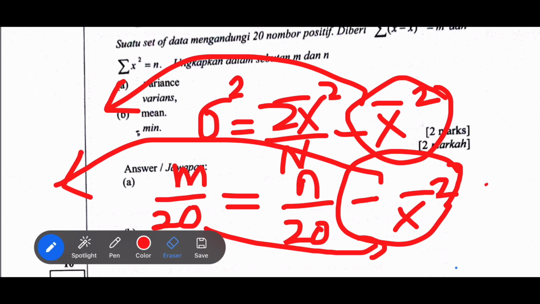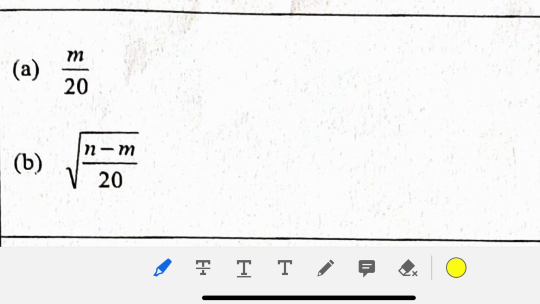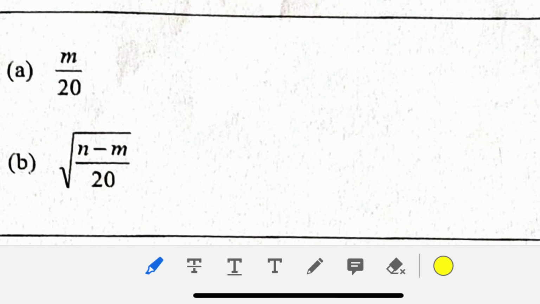Now I'm going to shift the mean square to the left. I will substitute the variance that I got, which is equal to m over 20. Then you shift the mean square to the left and substitute the summation of data square, which was given as n, and you have 20 data. So the mean square equals n over 20 minus m over 20. It looks very simple. Let's simplify: the mean square is equal to n over 20 minus m over 20, so you can write n minus m over 20 and then square root. This will be your final answer: variance is m over 20, and the mean is the square root of n minus m over 20.